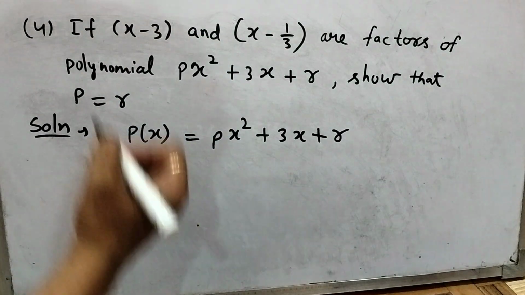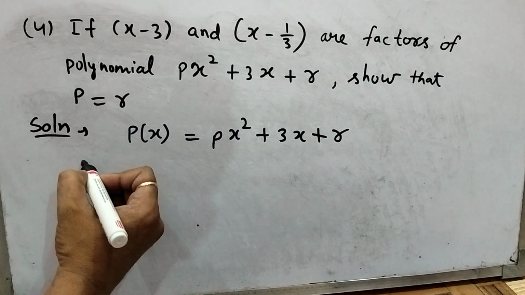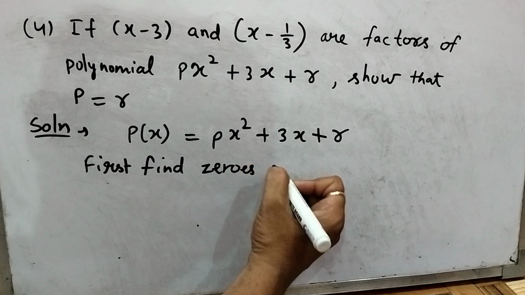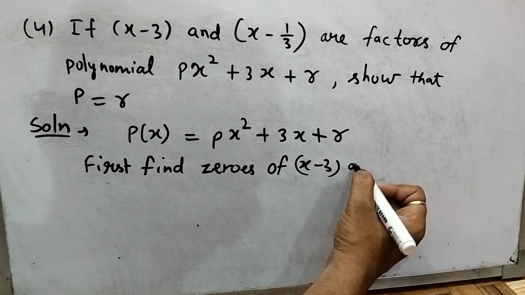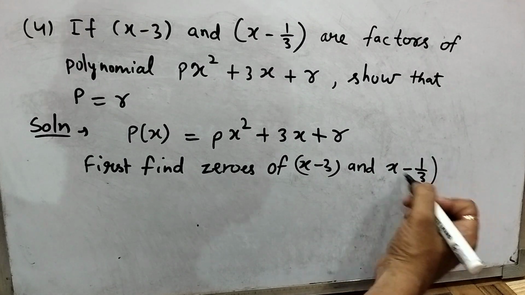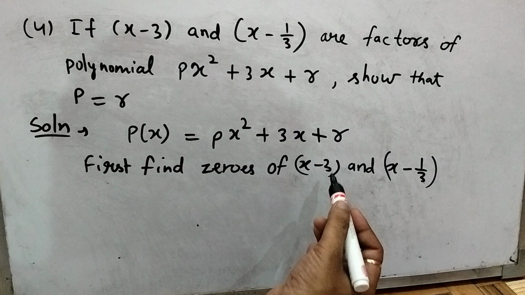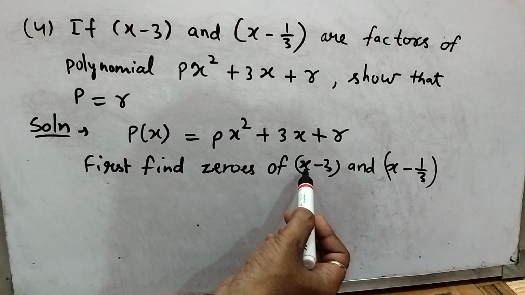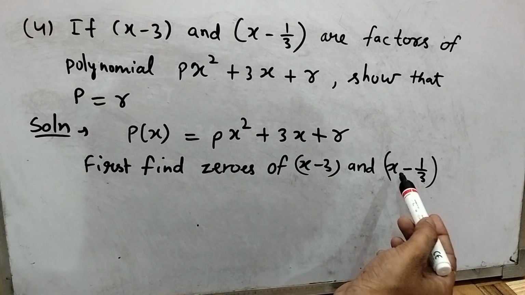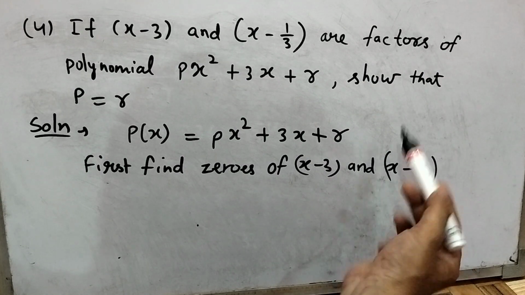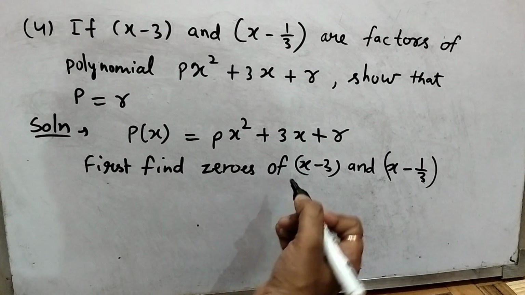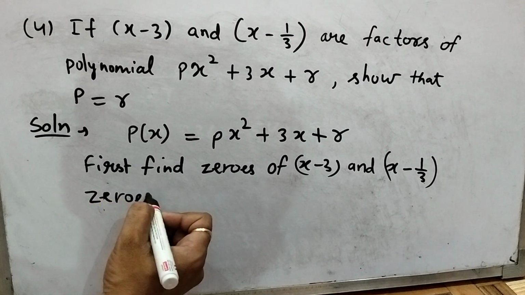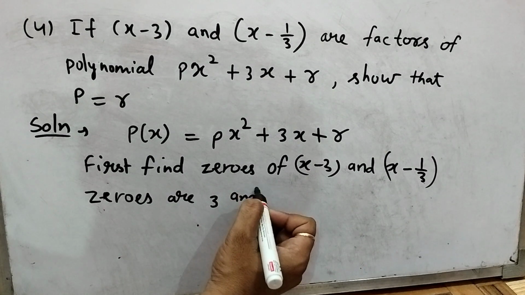Since x minus 3 and x minus 1 by 3 are two factors, we apply the factor theorem. First we find the zeros of x minus 3 and x minus 1 by 3. The zero of x minus 3 is 3, and the zero of x minus 1 by 3 is 1 by 3. How? If we place the value 3 at x, we get answer 0, and if we put x equal to 1 by 3, we also get 0. So the zeros are 3 and 1 by 3.